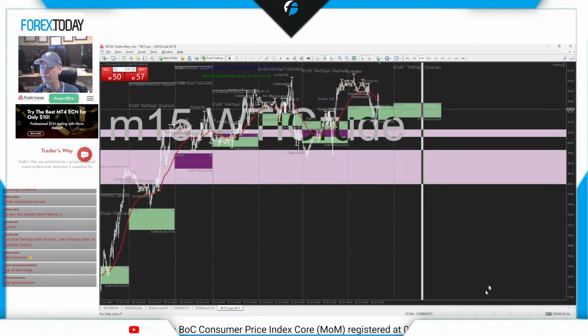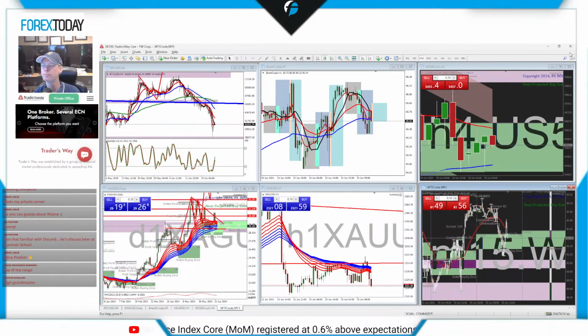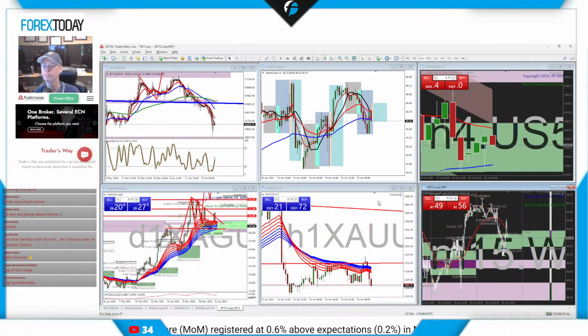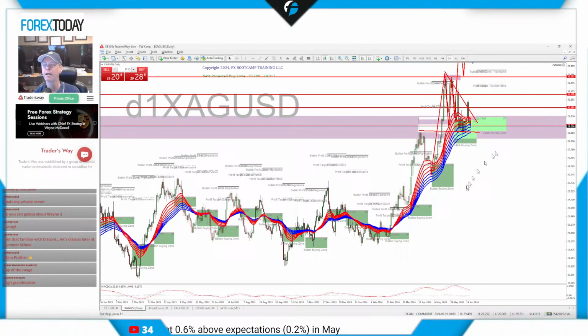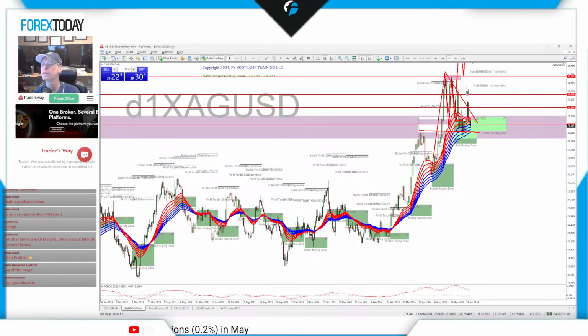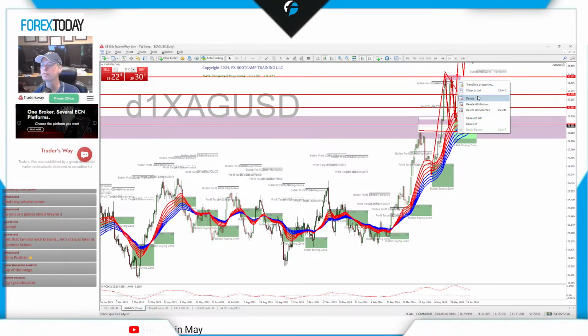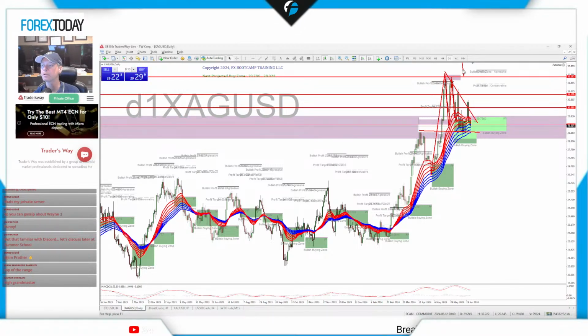Let's just do around the world. Okay, still no breakout on silver. A little surprising. Might as well get rid of this old plan. Just clean up a little bit. And it's technically not bearish still.